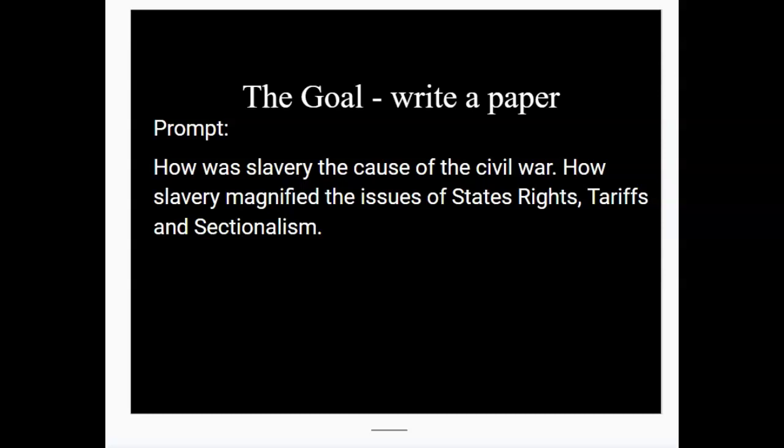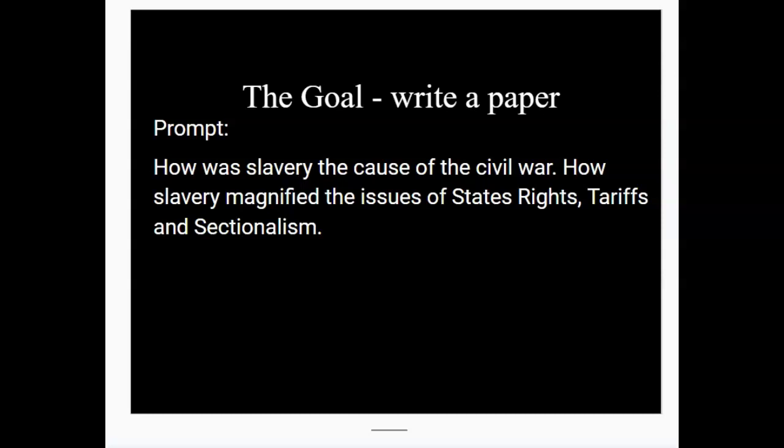Okay, guys, remember what we're trying to do: we are trying to write a paper about how slavery was the cause of the Civil War, and then additionally answer how it magnified three issues. Number one being states' rights, number two being the tariff, and number three being sectionalism.